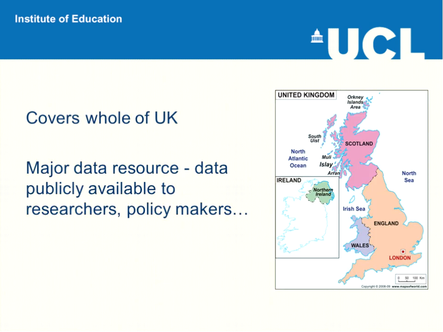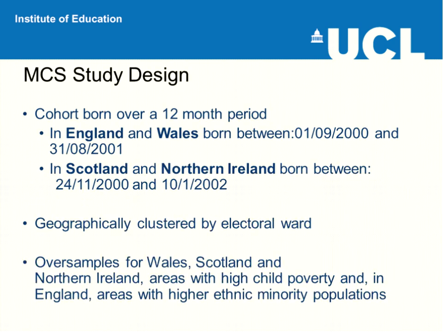In terms of geographical spread, the study covers all 4 countries within the United Kingdom, and is actually the first birth cohort study to do so. Because of this, it's a major data resource, because it allows us to think about things like prevalence and UK-wide estimates for different outcomes, and also make country comparisons.